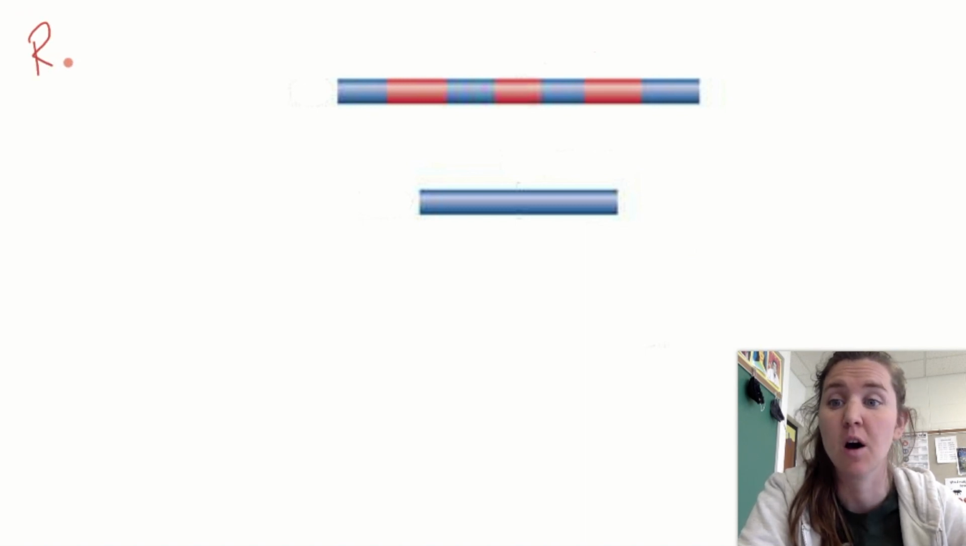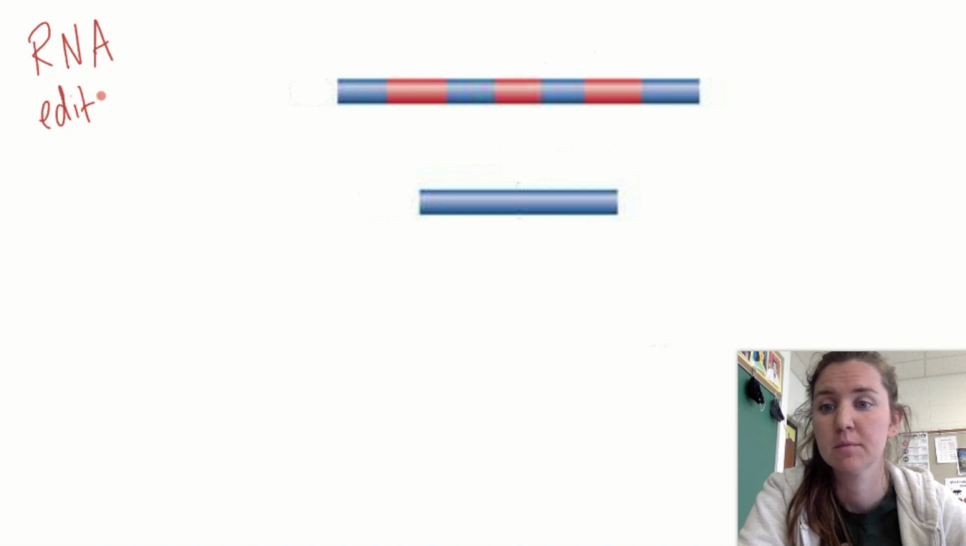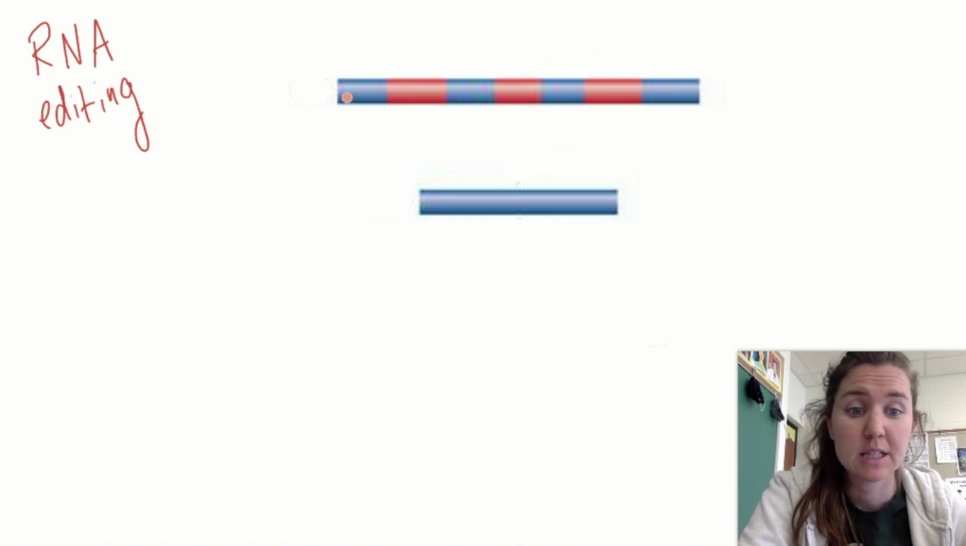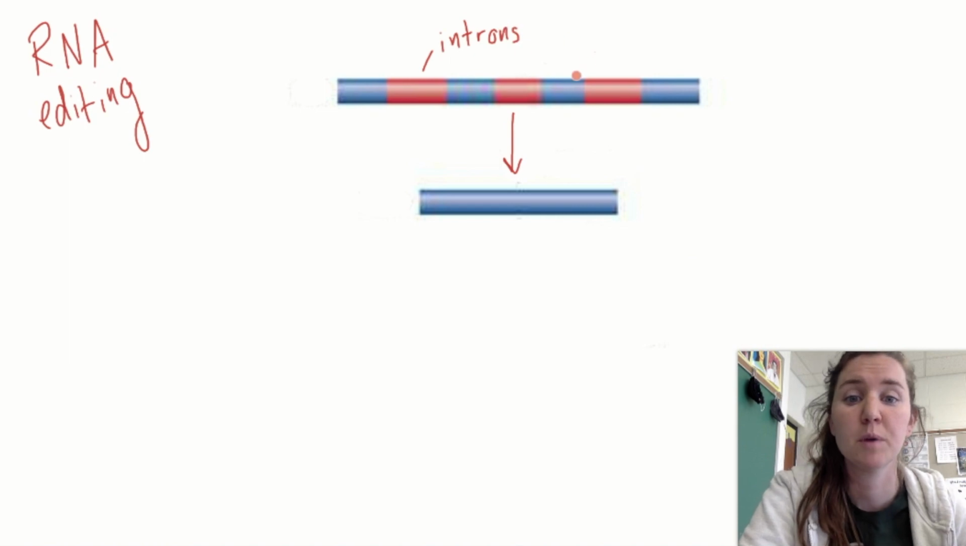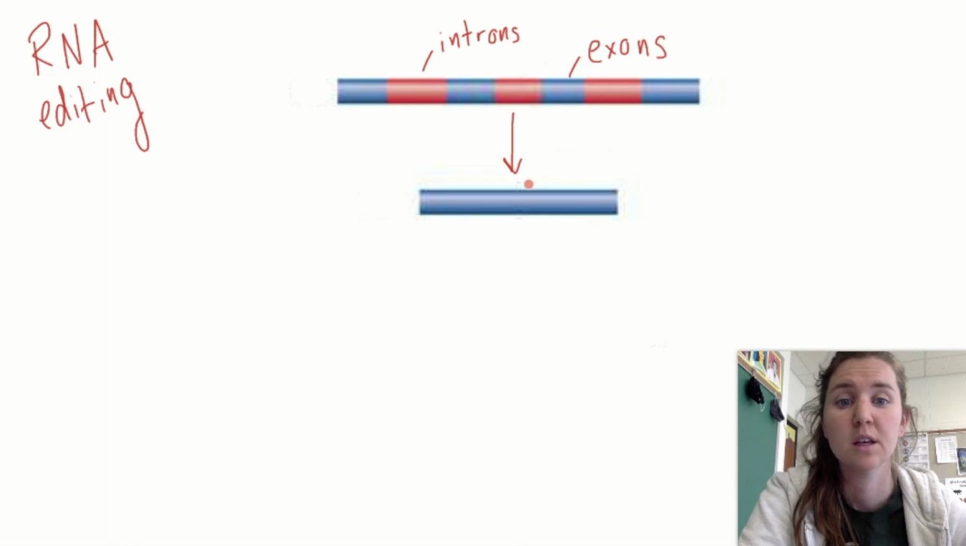It has to go through RNA editing. In this step, portions of the RNA are cut out. In going from this to this, you can see these red parts have been cut out and discarded. Those are called introns. The blue parts that are kept are called exons because they will be expressed as protein. What we're left with after we cut out the introns is our ready strand of mRNA. It's ready to leave the nucleus and go on to step 2.